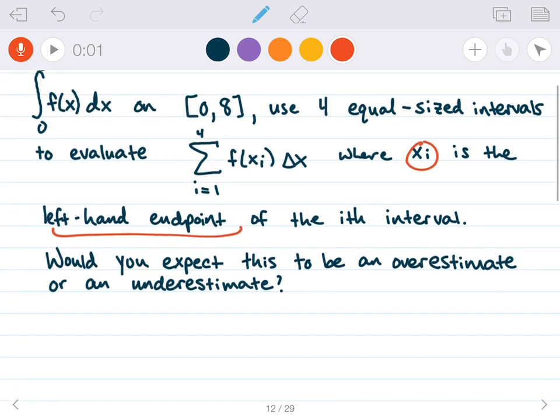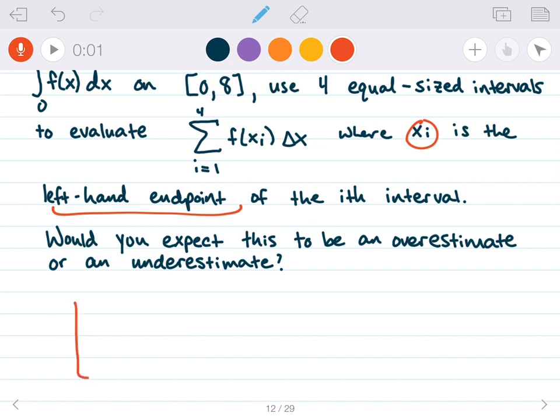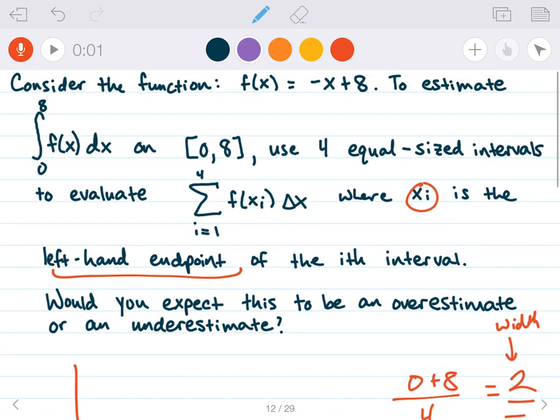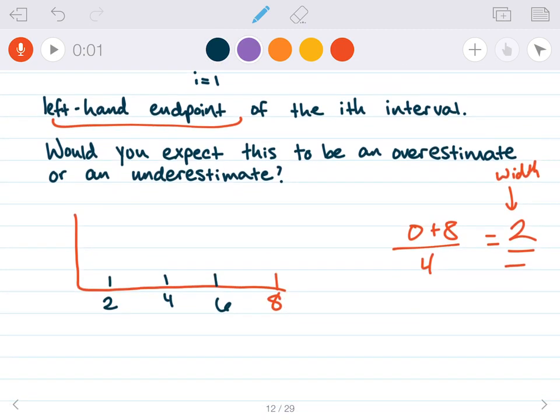All right, well, let's go ahead and just sketch out a picture. We want 4 rectangles, starting at 0, ending at 8. So 8 minus 0 divided by 4 equal pieces is going to give me a width of 2. So our rectangles are going to be 2 units wide in this case. All right, so we have 2, 4, 6, and 8. Okay, so what was our function? It was negative x plus 8. So we have f of x equals negative x plus 8.